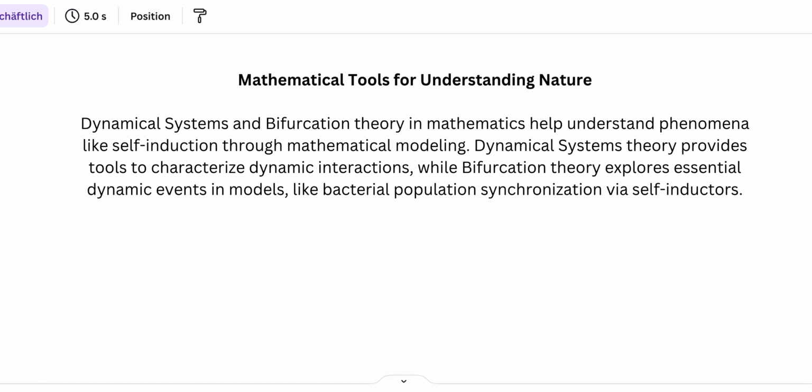From an applied mathematical point of view, the theory of dynamical systems consists of a set of theoretical tools that allow the strict characterization of dynamical consequences of a determined interaction. Meanwhile, bifurcation theory, deeply connected to dynamical systems theory, is in charge of exploring and determining all essential dynamic events that occur in mathematical modeling.